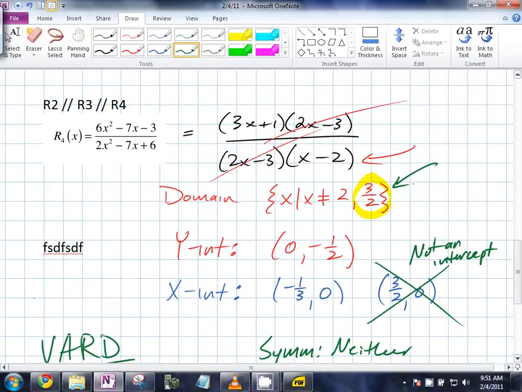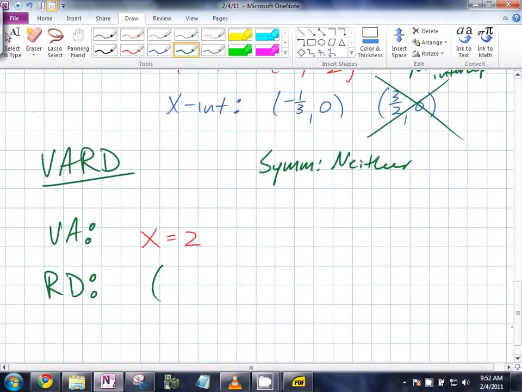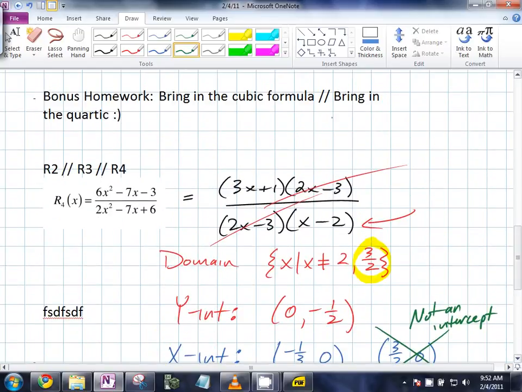The removable discontinuity is an open space, and it occurs at the x value that got canceled out. What x value got canceled out of the domain here? 3/2. So we know the removable discontinuity occurs at 3/2, but can you plug 3/2 into the original equation? No, because it's not part of the domain. What happens if you plug 3/2 into the original equation? Error. Divide by 0 error.